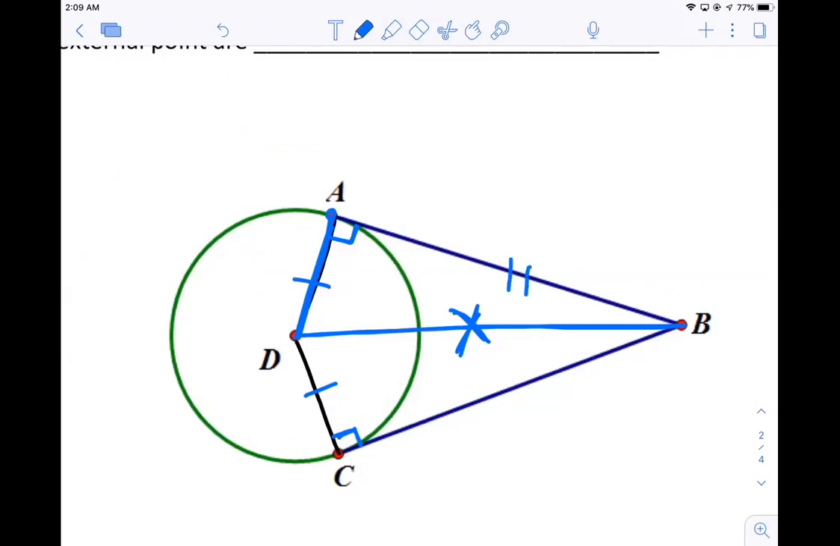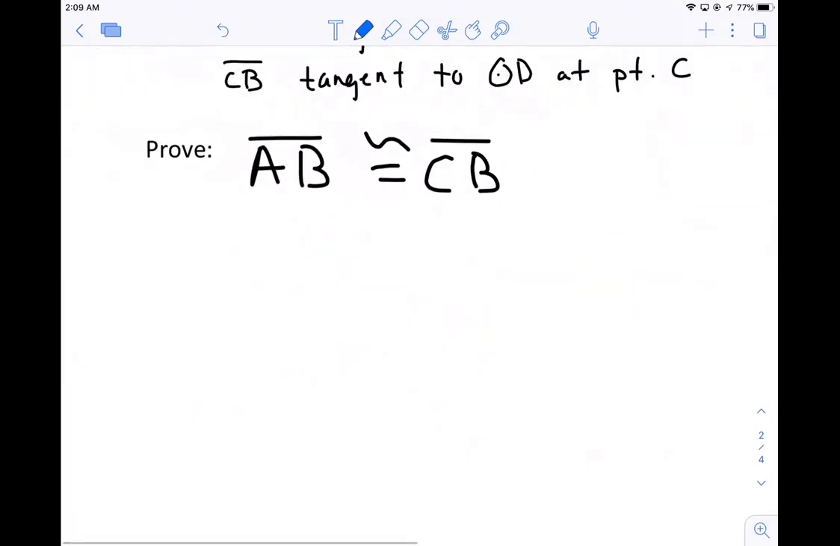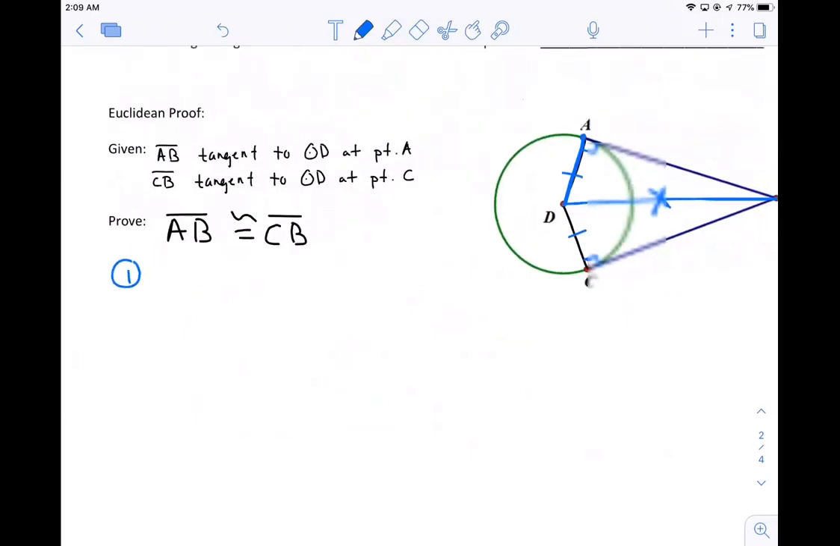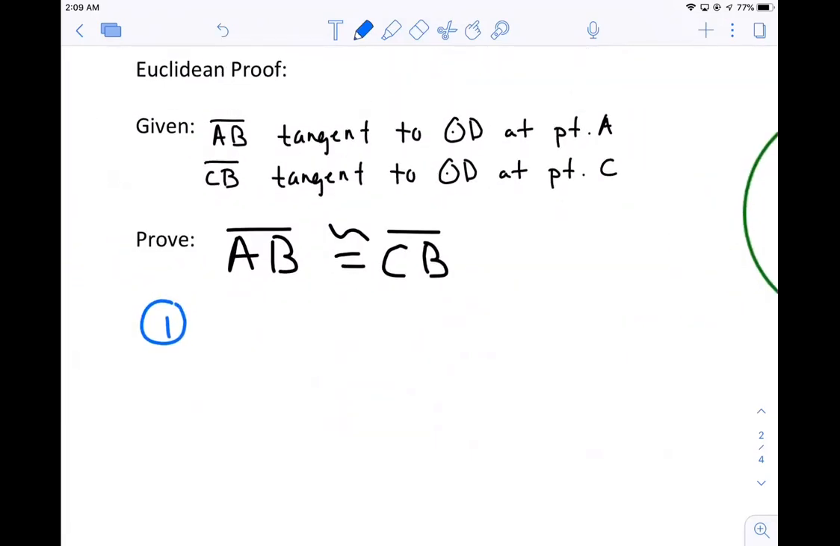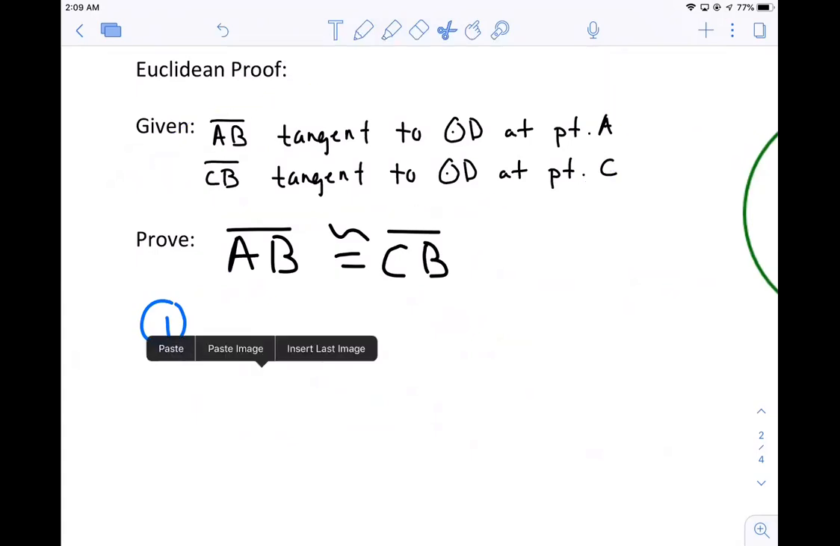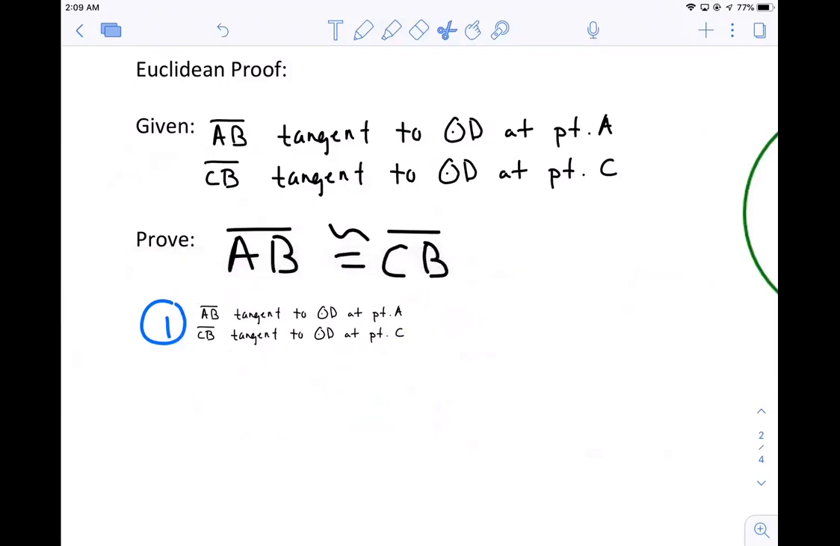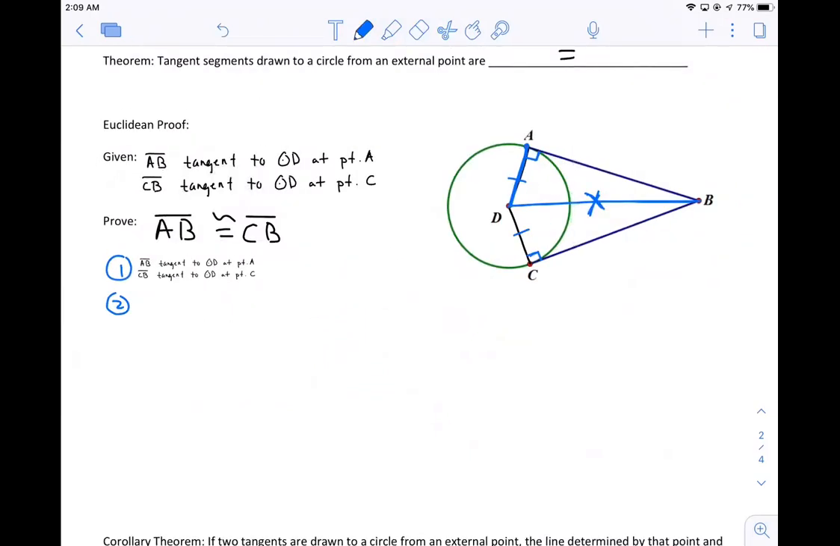So this is not a bad proof. Let's just write this out with that one new step. All right, so step one are the givens. So let's just copy and paste this. Copy, paste, given. All right, step two, we're going to construct some radii.